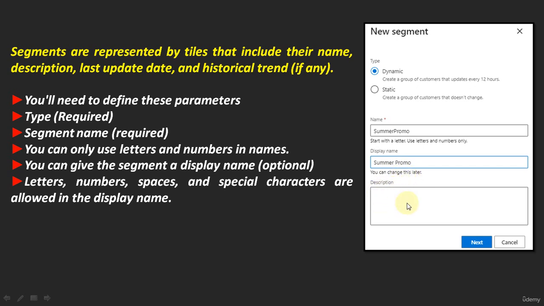This is a sample screenshot that I have pasted here of a new segment. This is the type, dynamic or static. Dynamic creates a group of customers that updates every 12 hours. Static creates a group of customers that doesn't change. Then there are the name, display name, and description. Then click on Next and give the confirmation to complete the new segment.